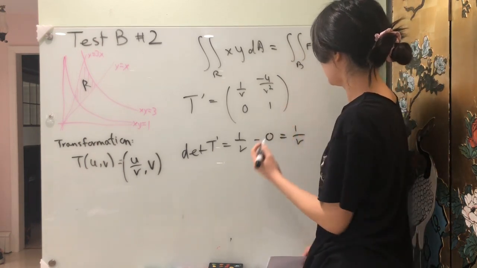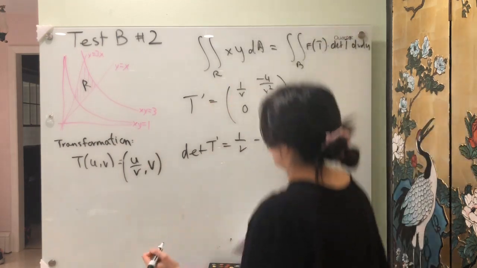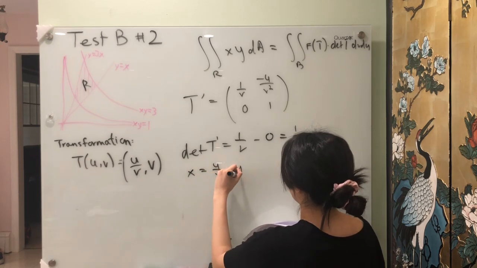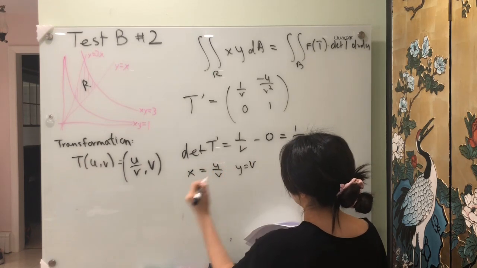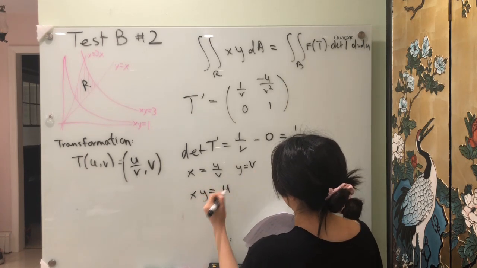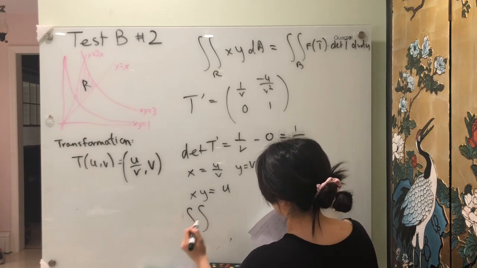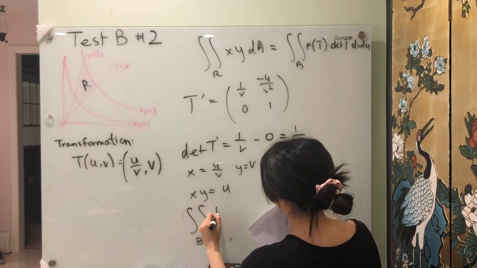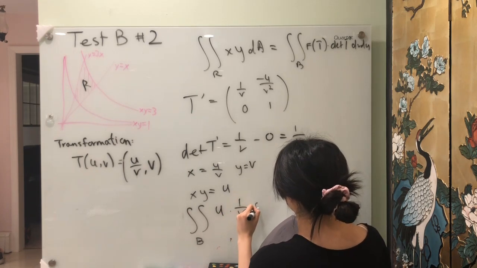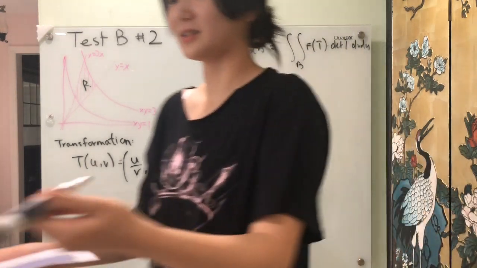So now we're going to substitute the transformed values of x and y. x is equal to u over v and y is equal to v. So therefore xy, the integrand, has a value of u. So the transformed integral would be u times the value we found over here. Next we're going to find the limits for the integral.